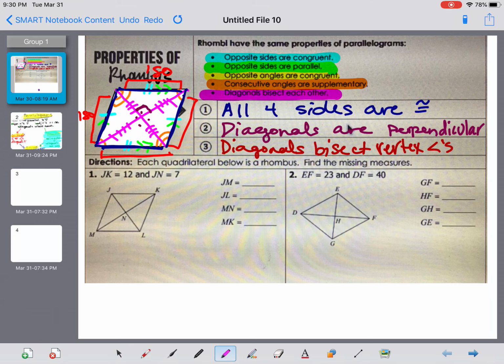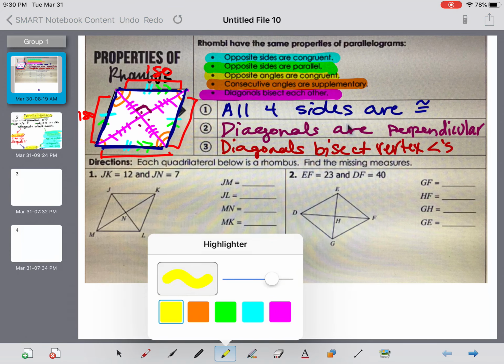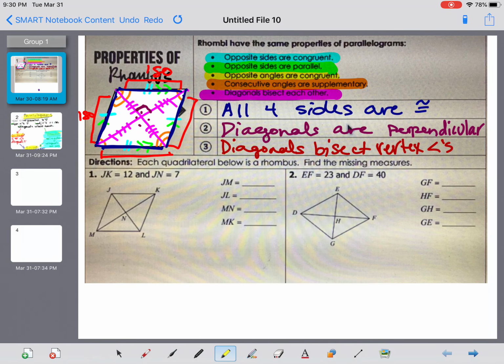I'm going to call those vertex angles. Okay, and what that means is, you're going to look at this in yellow highlighter here. What that means is that it cuts this angle in half, it cuts this angle in half, cuts this angle in half, and it cuts this angle in half. So that means that this angle right here is equal to that little angle right there, and so forth and so on. So those are our properties of a rhombus.